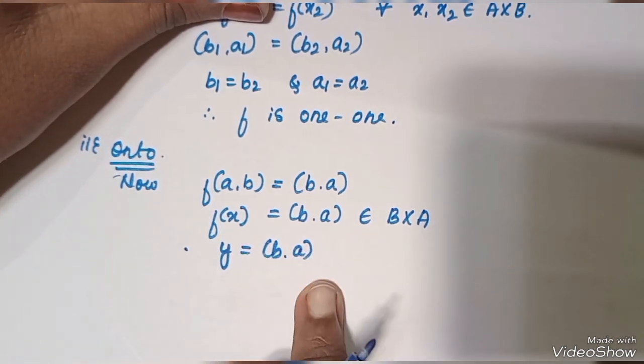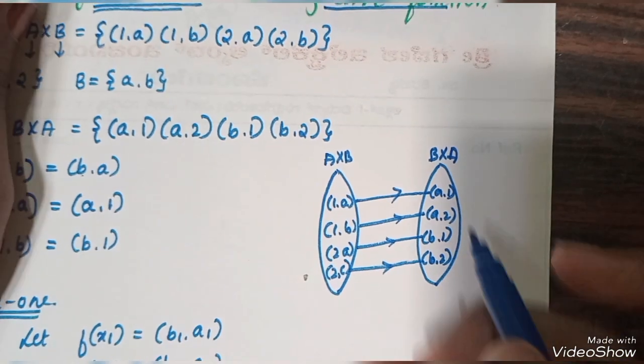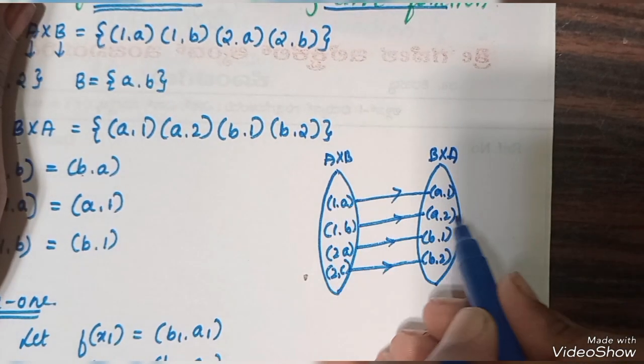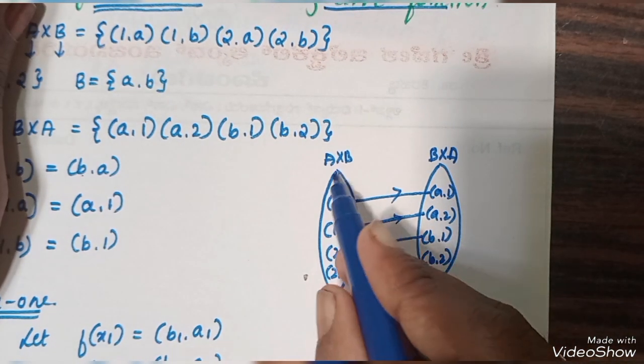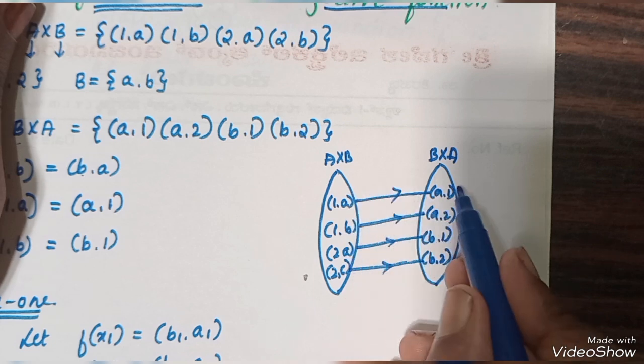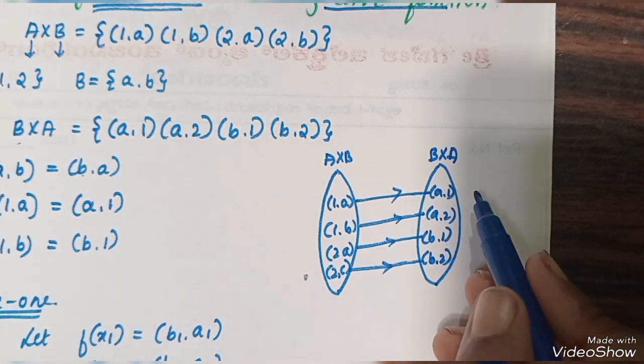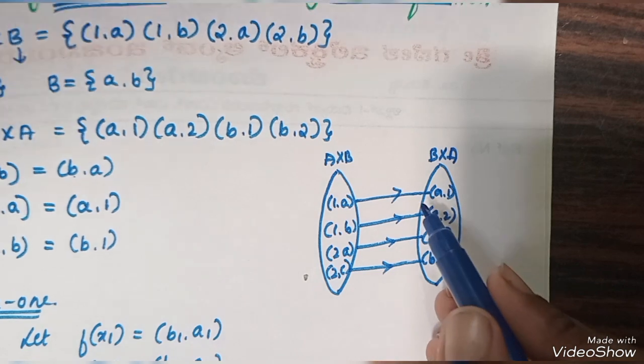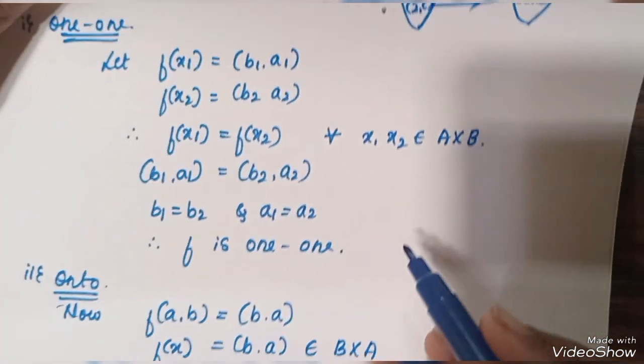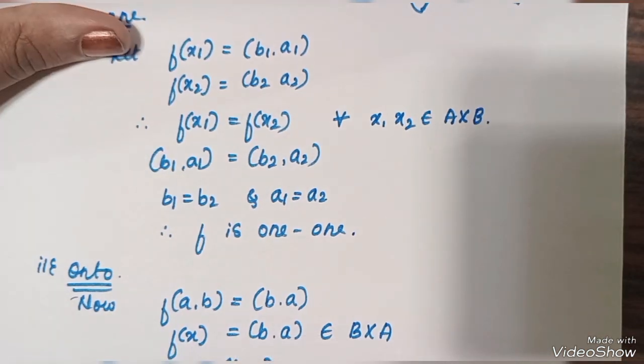In this diagram, every element has an image. Whatever the elements are, they have an image, therefore all the elements in the codomain also have one and only one unique image. Therefore this is possible.